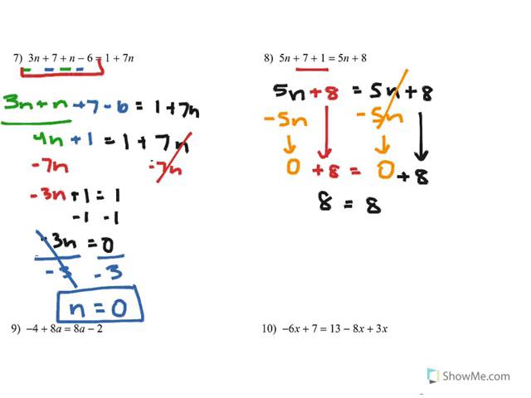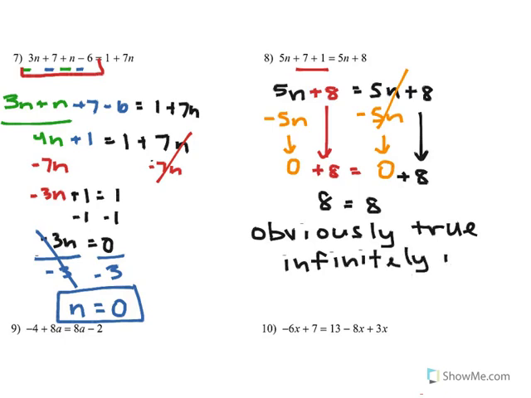Here's what you need to understand about this. This is a true statement. Is 8 equal to 8? Yeah, it is. It is very obviously true. And when you get something like that that is very obviously true, you have to interpret what this means. If this is important enough for me to write down, it's important enough for you to write down as well. So please include this in your notes. Something that is obviously true really means that there are infinitely many solutions. Or you might even say all real numbers.